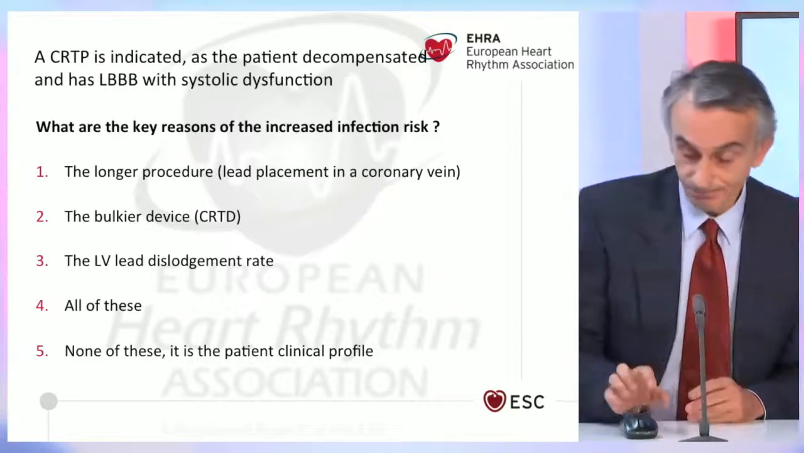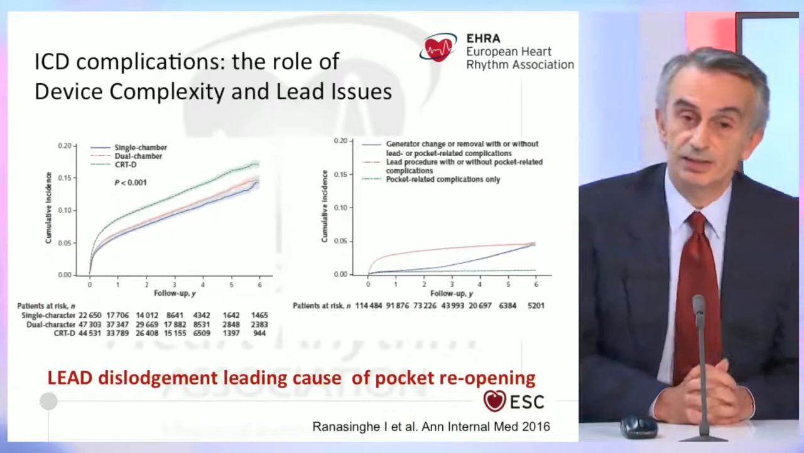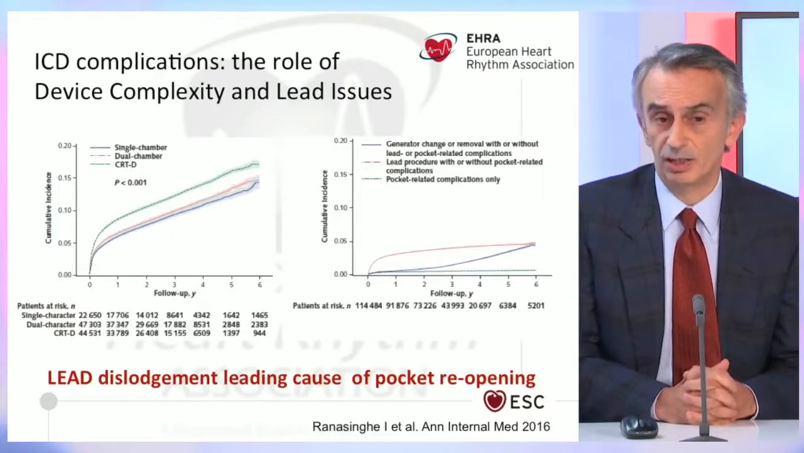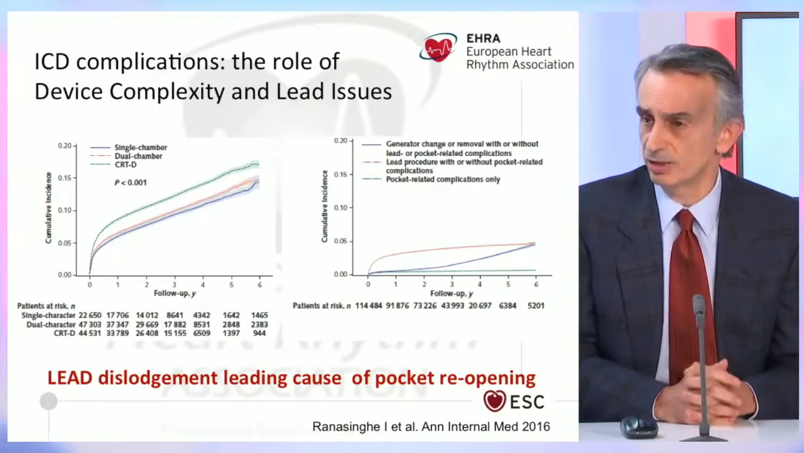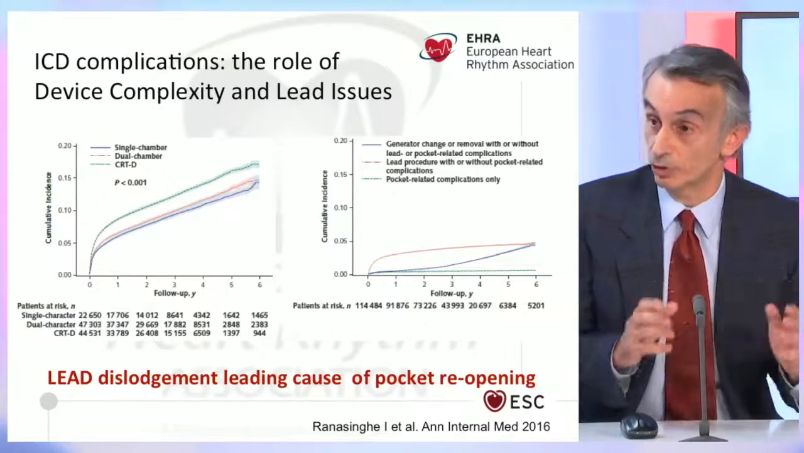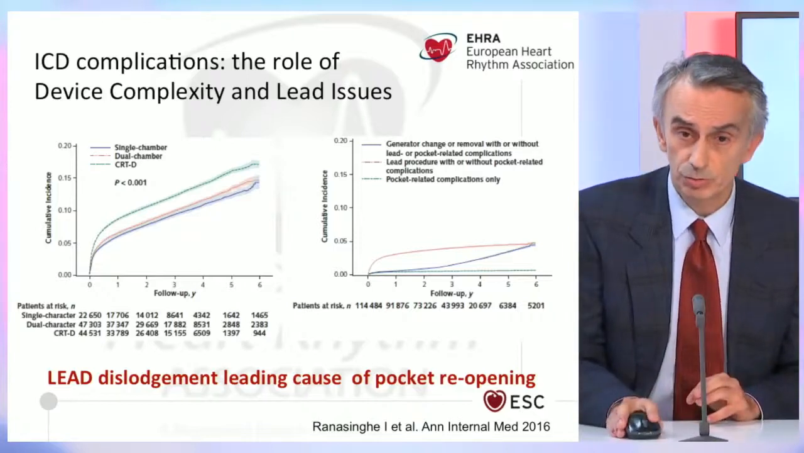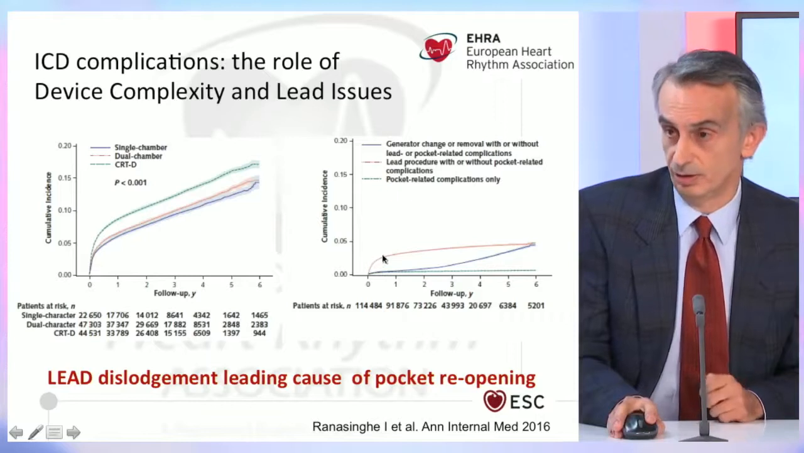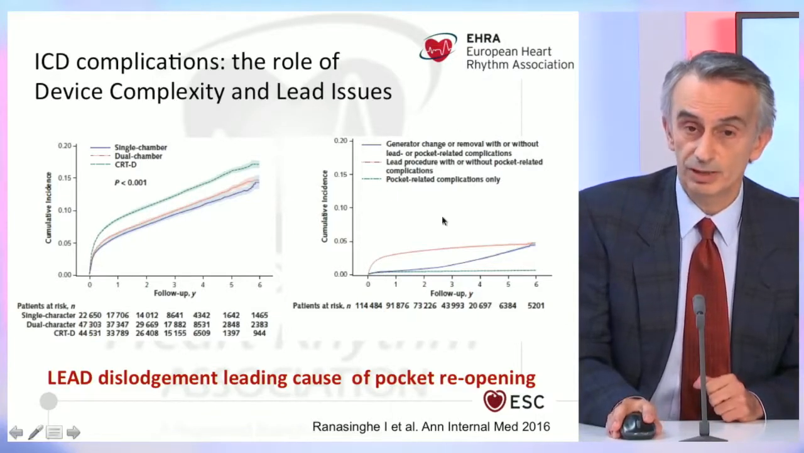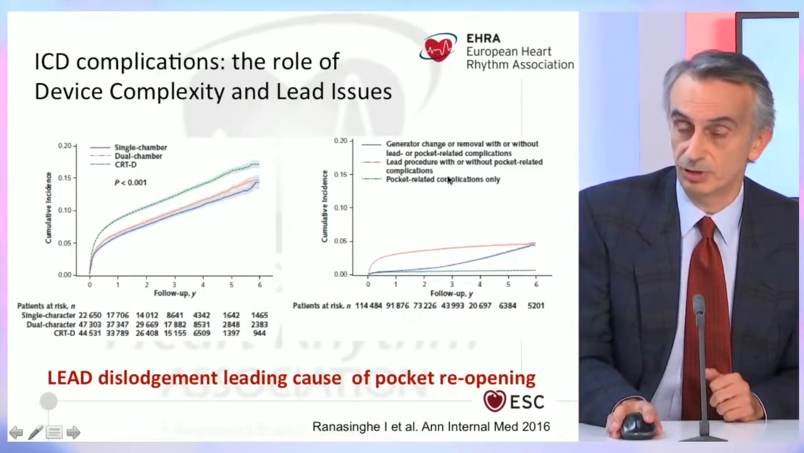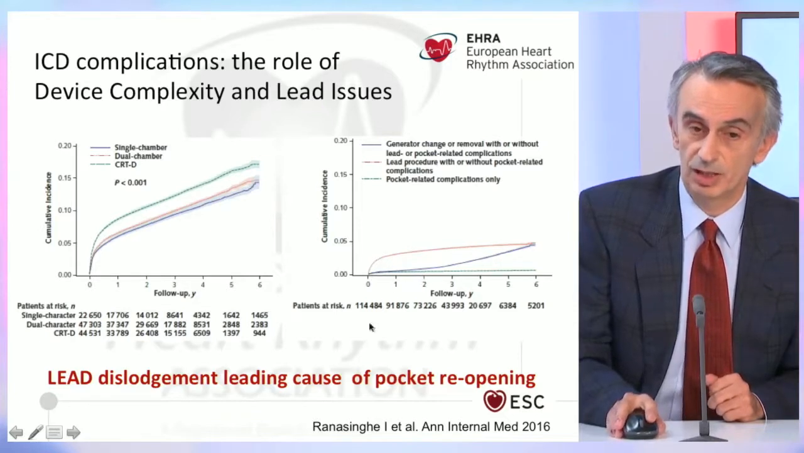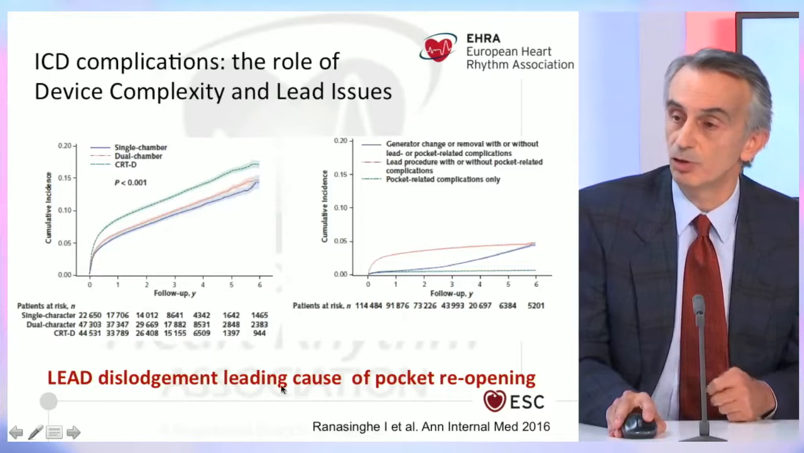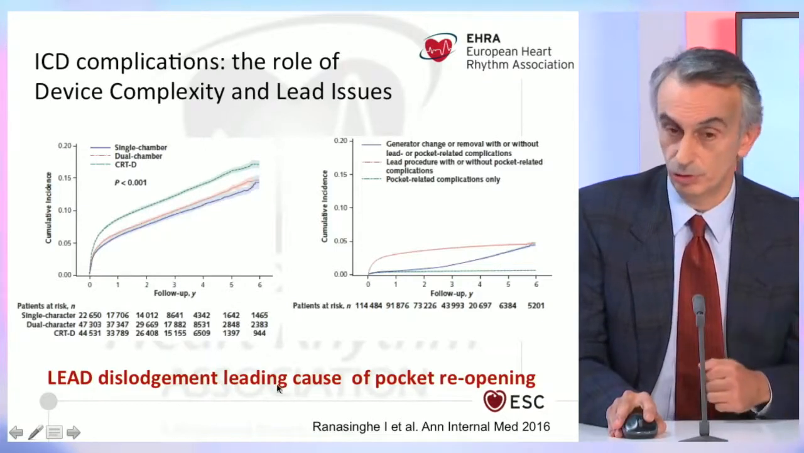So while we await for this voting, I would highlight that in a large US registry of something like 1,100,000 patients, of whom 45% were CRTDs, it happens that indeed CRTD have 1.7 increased risk of complication overall, not infection, overall complication. But once you look at this, you realize that CRTD have an early plateau in complication rate that is mostly related to lead procedures with or without pocket complication. Means that we are dealing in CRTDs with more lead-related complications instead of pocket complication. And that could hint that lead issues, frequently dislodgement or phrenic stimulation, are the leading cause of pocket reopening, which may be the true issue behind this finding.